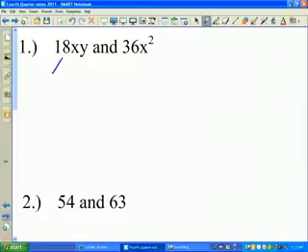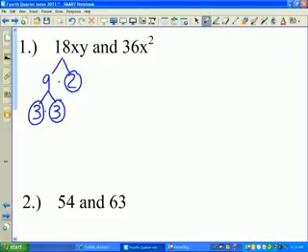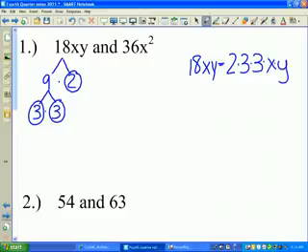So say for the first one, we have 18xy. So I want to break down that 18. So I can say 9 times 2. Then I can break down that 9 with 3 times 3. So 3 is a prime number and 2 is a prime number. Okay? Then I have my xy. So if I wanted to write it, and I'll put it over here, for my 18xy, I have 2 times 3 times 3 times x times y.